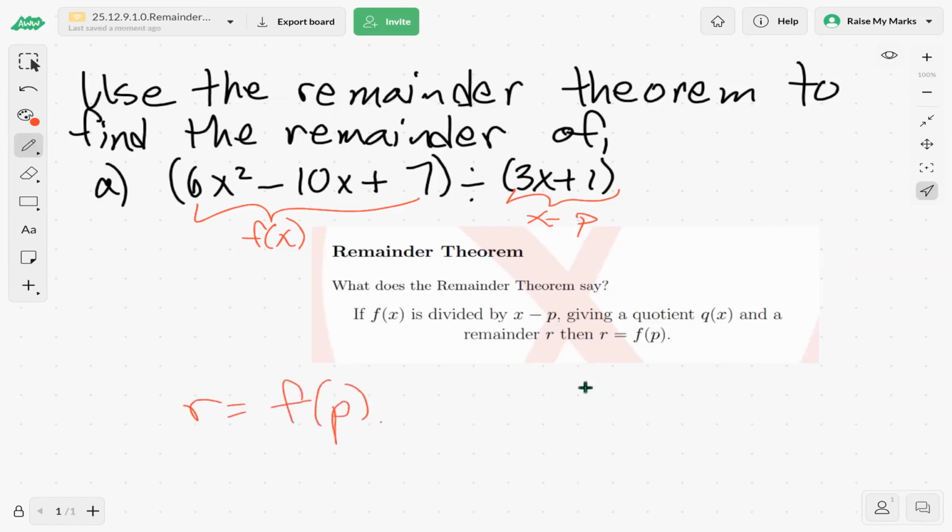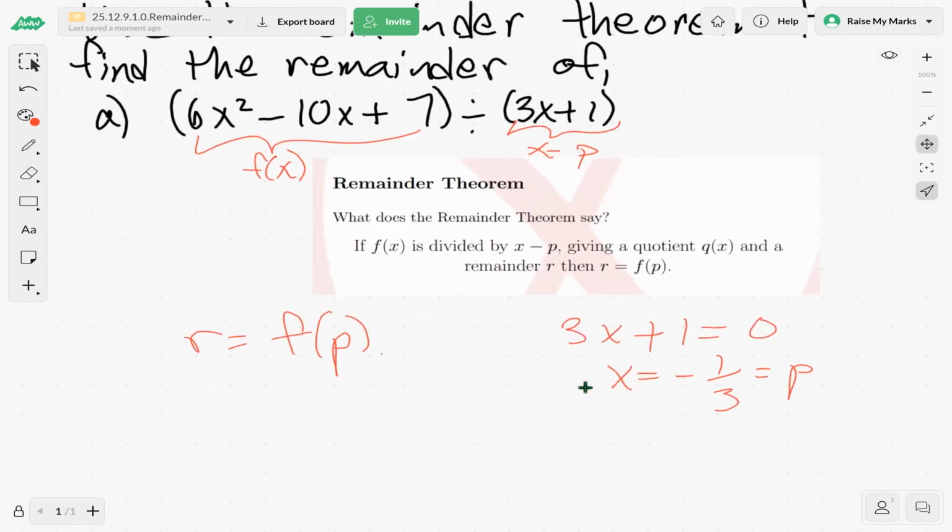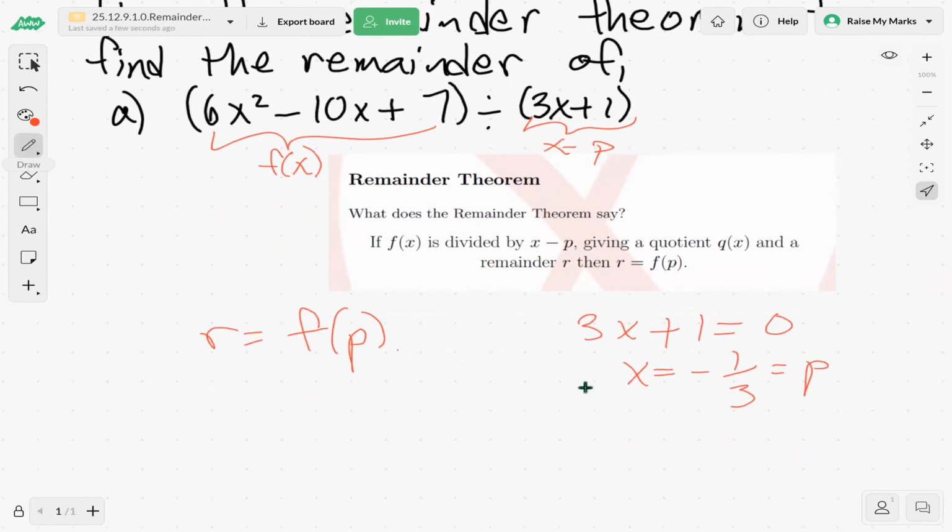So what is p in our case? Let's have a look. Our x minus p is 3x plus 1. Let's solve for x. So x equals negative 1 over 3. This is our p. That means our function is 6x squared minus 10x plus 7.